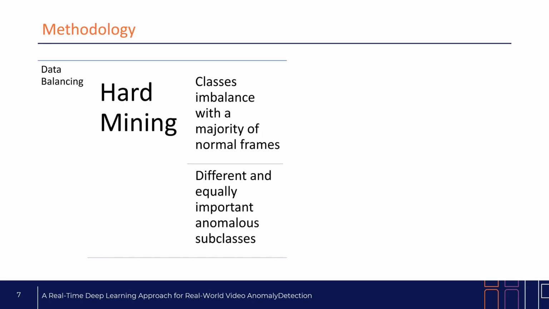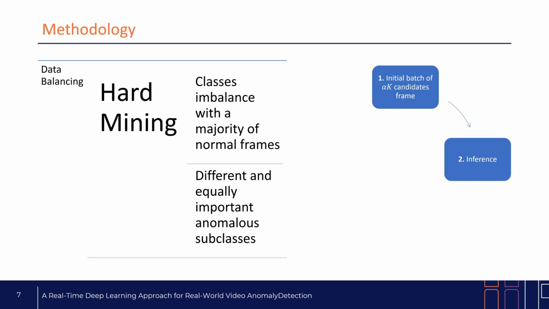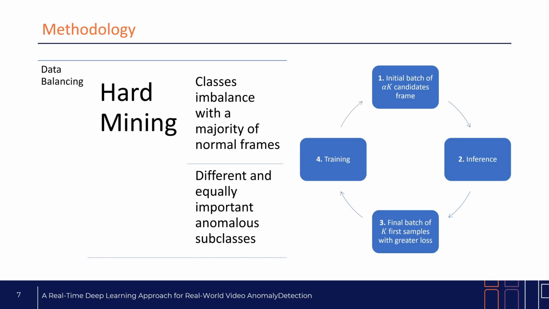Considering using batches of K samples during training, for each batch we sample without replacement alpha K candidate frames, where alpha is a multiplicative factor. Then, an inference operation is performed on the candidates to calculate the losses. After, only the first K samples with greater loss are selected, and finally used as the real batch for training.